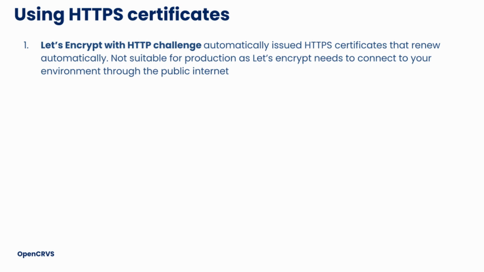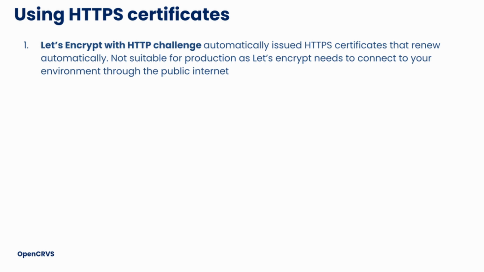This is the simplest method, as Traefik, the software component we use for reverse proxying and load balancing, can automate the process for you, as long as it knows the domain names you want to be using. This method is typically suitable only for QA and development environments, because it requires Let's Encrypt to be able to make an HTTP request through the public internet to your environment. In production environments, this is not recommended.